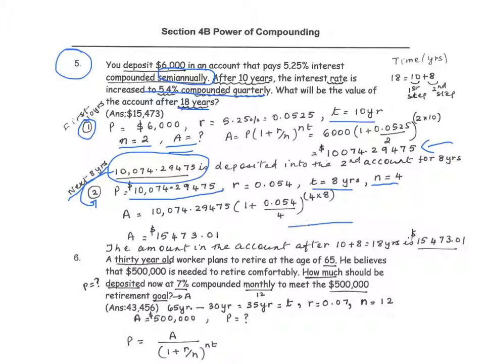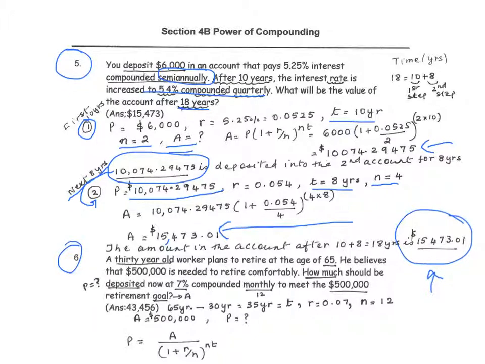So plugging in all the numbers into the formula again, A equals P times 1 plus R over N whole to the NT, we get 15,473.01. So I do the rounding only at the end, and that gives me my final answer. So if I start off with $6,000, after the money goes through 18 years in 2 different types of accounts, the total accumulated amount after 10 plus 8, 18 years is 15,473 and 1 cent.